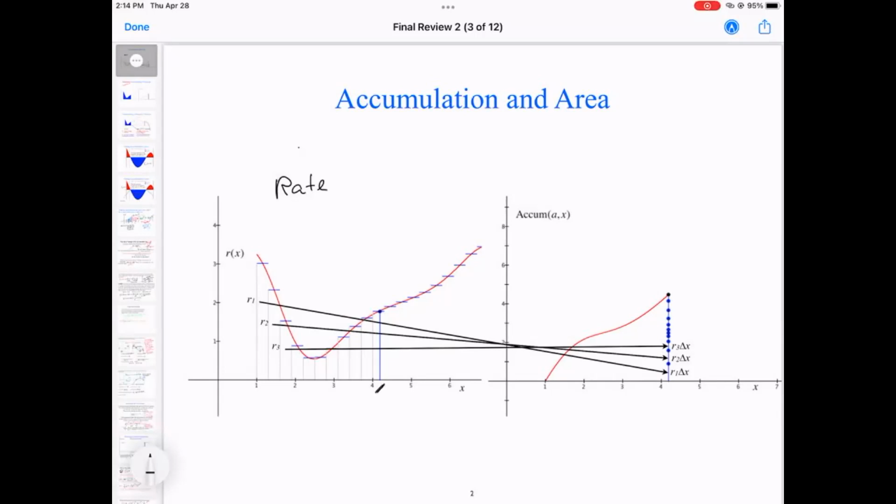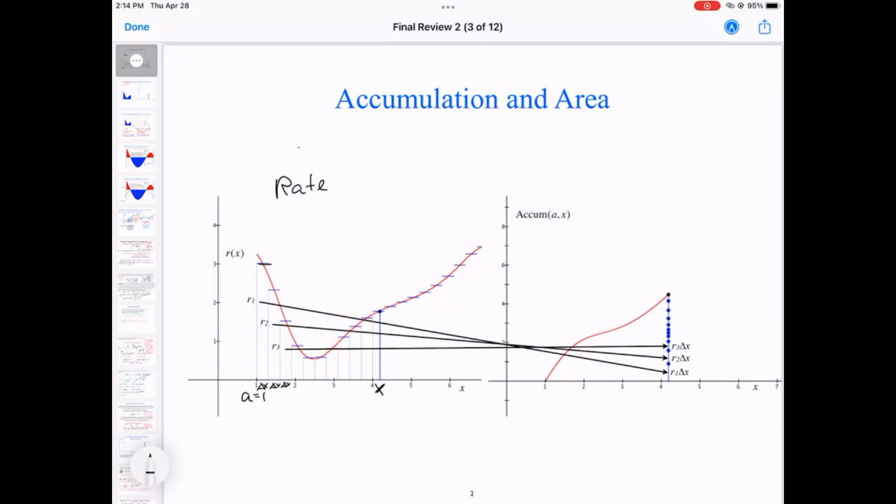This is an X value here. This is my initial value, 1. And X, in this particular case, the current value of X is 4.2 or something like that. How do I build my accumulation? We create constant rates. What we did is use the left-hand point of the subdivision. So we have delta X subdivisions here, right? So this is delta X, delta X, delta X. We use the left-hand point, the rate, and define constant rates.